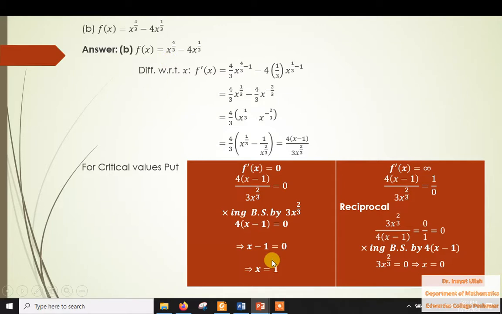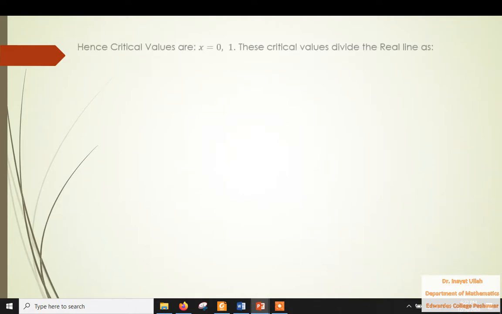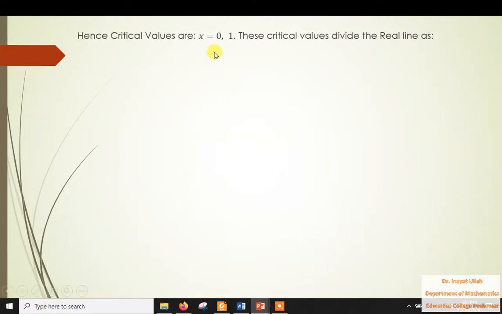So we have two critical values, x equal to 1 and x equal to 0 for that function. So that is the answer for the first part, that the critical values are 0 and 1.